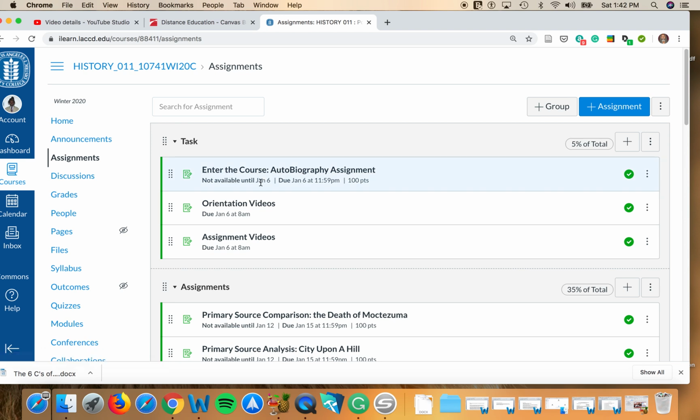Now, this assignment is going to open up at 8 o'clock on June 6th, and it will close at midnight on the same day. So when you go to your Canvas pane, you will click on this assignment bar, and you will see under task, it listed enter the course autobiography assignment and 5%. These tabs here are orientation and assignment videos.